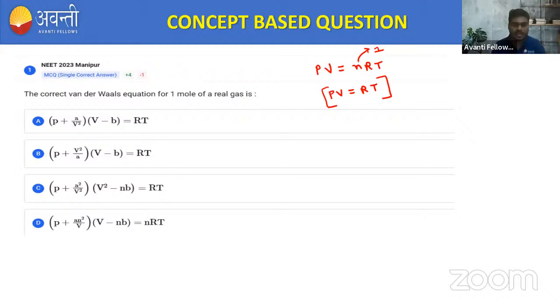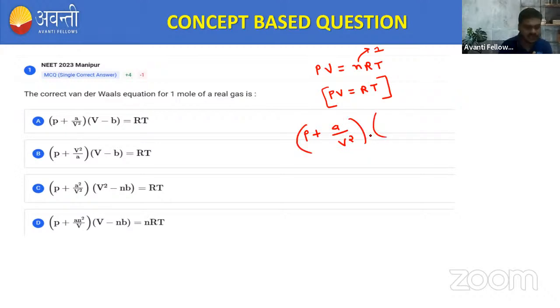Now, the van der Waals equation, इसको रियल गैस इक्वेशन भी बोलते हैं. So in the van der Waals equation or the real gas equation, there is a correction in the pressure as well as the correction in the volume. ठीक है. तो प्रेशर और वॉल्यूम दोनों में ही क्या आया? करेक्शन आया. So which one is the correct real gas equation? The correction factor in pressure is a upon V square. So this is the correction factor in the pressure.